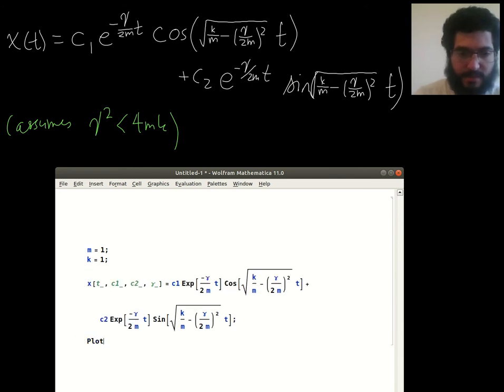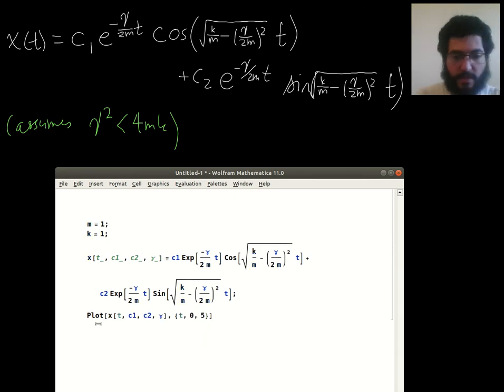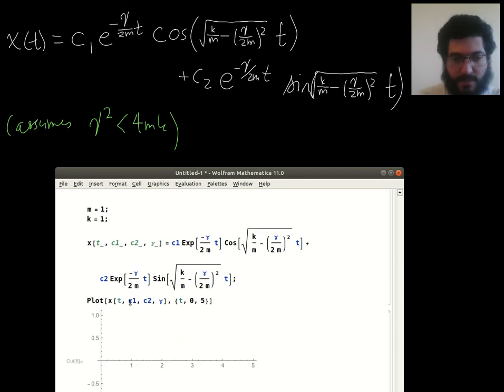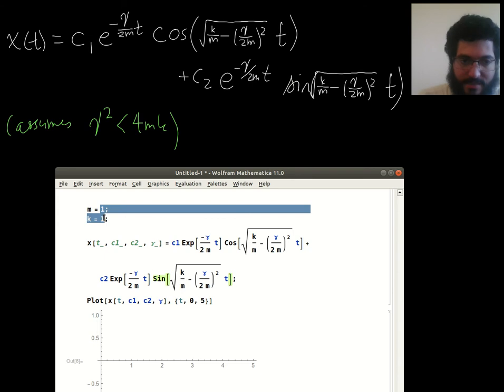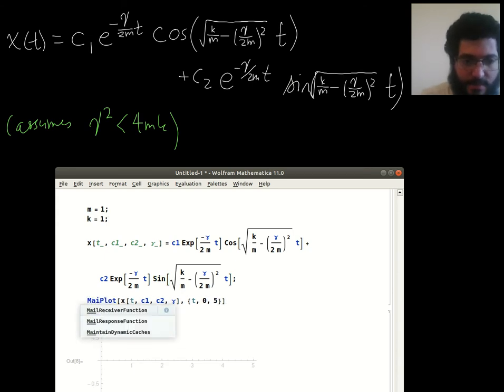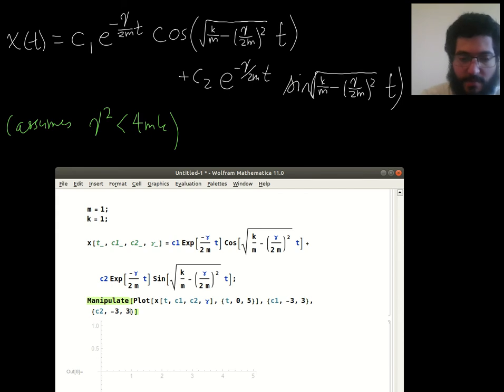All right, and let's start trying some plotting. So here's my initial plotting command, and it's not going to do anything because c1, c2, gamma are unknown. So you can see I've only fixed m and k, so there's nothing to plot yet. But let's make at least c1 and c2 be something you can change by dragging some bars around. And then let's just fix a choice of gamma.